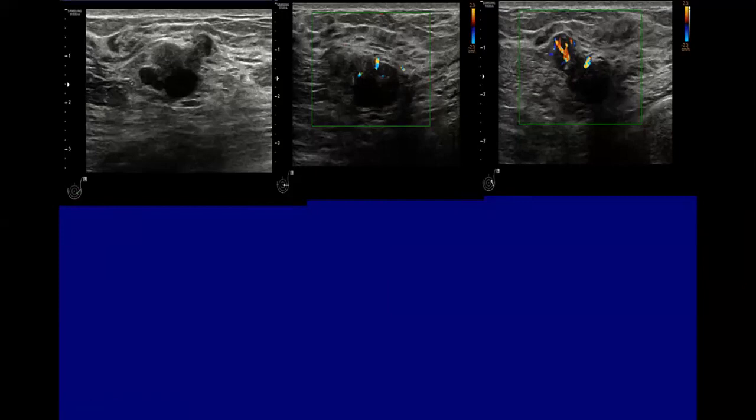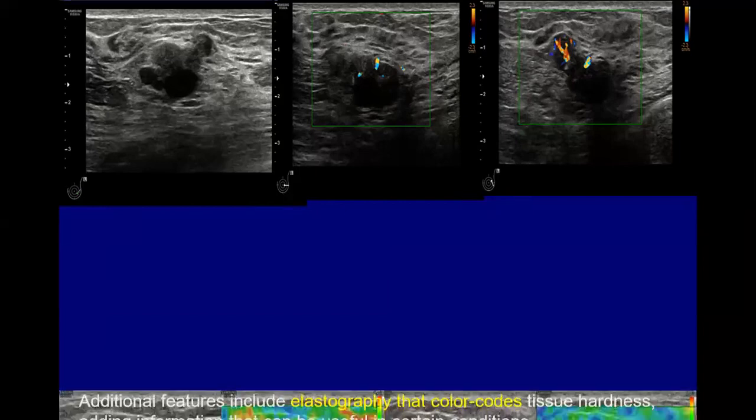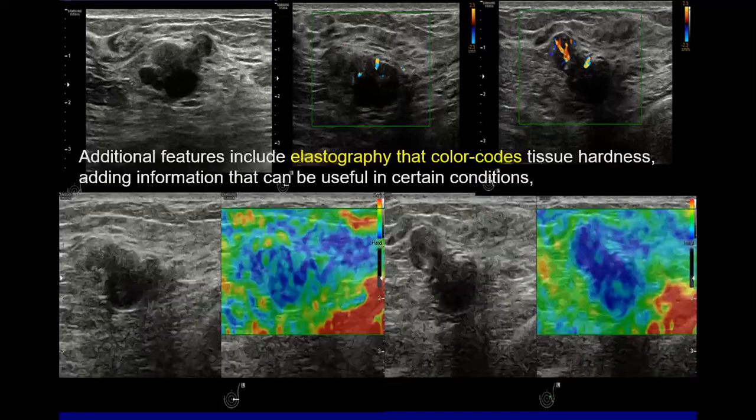What else can help us in the evaluation of this lesion? Elastography can also help. Excellent. How does elastography help you? Yes, a great part of the lesion is hard, and the lesion on elastography is larger than the lesion on the grayscale.